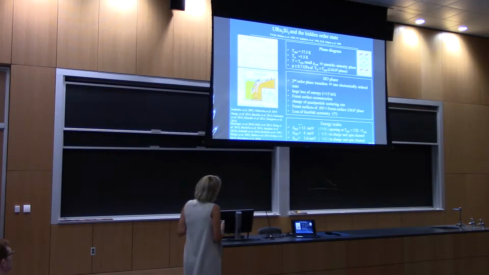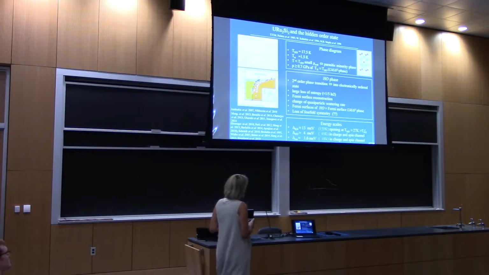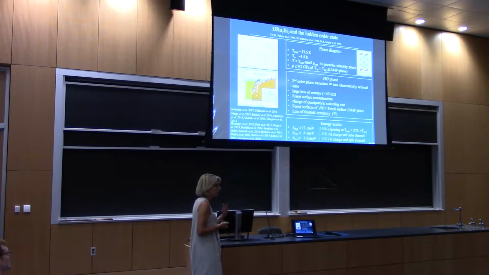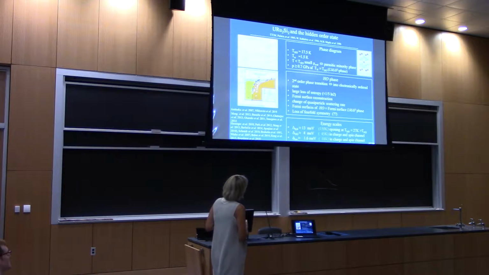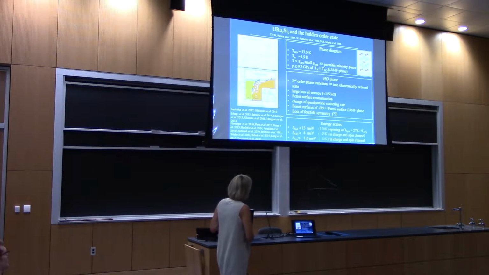There are energy scales. There's the hybridization gap of about 13 millivolt as observed in STM, which opens up a bit above the hidden order temperature. There is a hidden order gap of 4 millivolt, which has been observed with charge and also spin channel inelastic scattering. And then there is a resonance of about 1.6 millivolt observed in the charge channel by Raman. We have heard about this, and in neutron scattering.